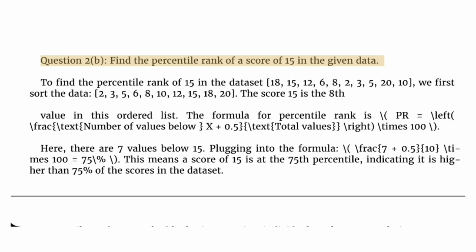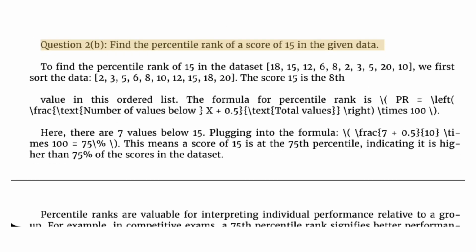Question 2b. Find the percentile rank of a score of 15 in the given data. To find the percentile rank of 15 in the dataset 18, 15, 12, 6, 8, 2, 3, 5, 20, 10, we first sort the data: 2, 3, 5, 6, 8, 10, 12, 15, 18, 20. The score 15 is the 8th value in this ordered list.